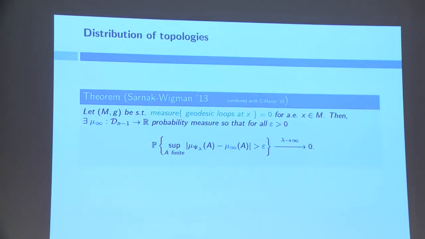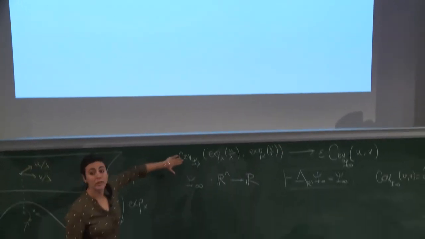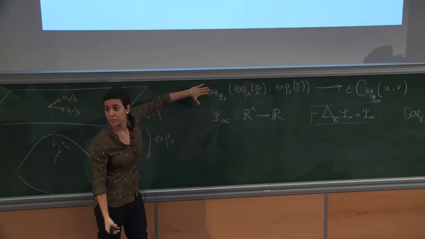And the assumption under which you need to be working is that for almost every point on your manifold, the measure of closed geodesic loops has to be zero, simply because you need this convergence of the two-point correlation function to prove any result like this.